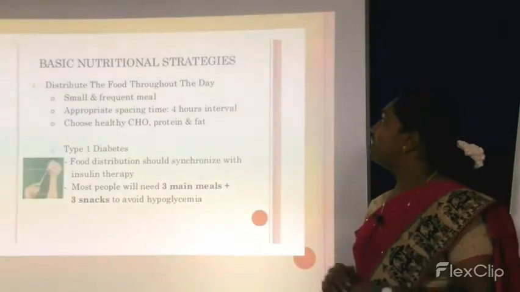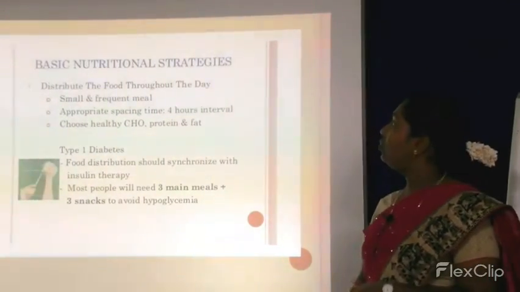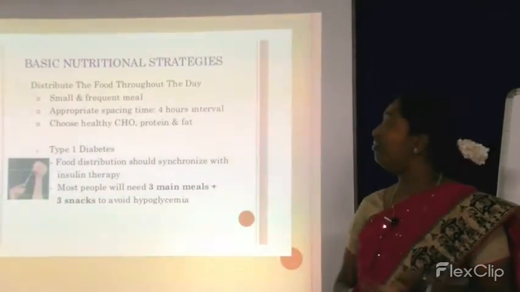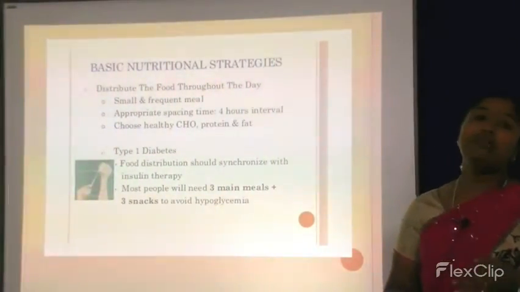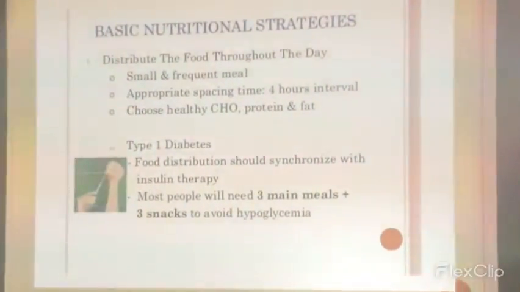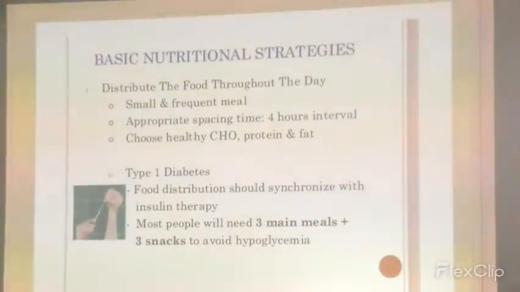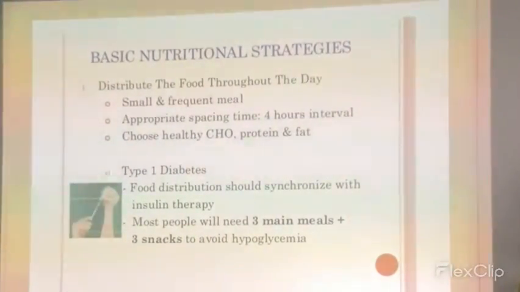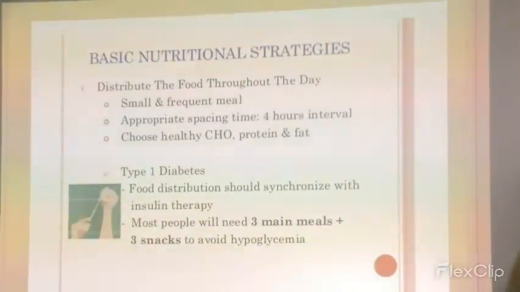The basic nutritional strategy we have to follow: first, we have to distribute the food throughout the day. It should be small, frequent meals. Appropriate time spacing should be there, so a 4 hour interval. And then choose healthy carbohydrate, protein and fat. In case of type 1 diabetes, the food should be synchronized with the insulin therapy.